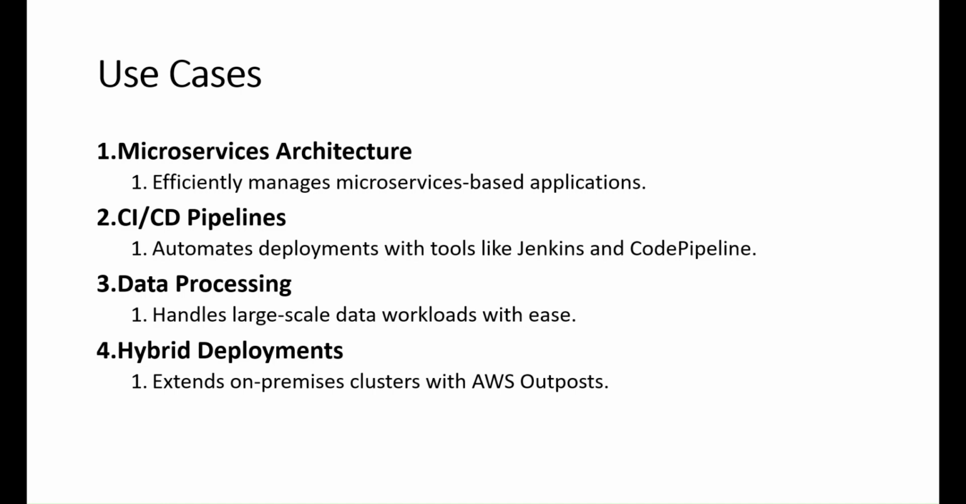And lastly, hybrid deployment. It extends the on-premises cluster with AWS Outposts. That means running workloads across both on-premises infrastructure and the cloud. EKS works with AWS Outposts to extend the Kubernetes cluster to the on-premises data center. This allows consistent management of your application across cloud and on-premises environments.